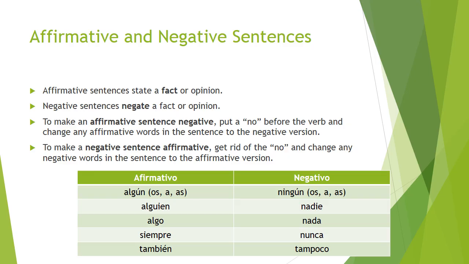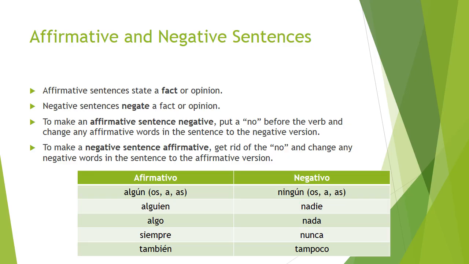Here's a list of all the affirmative and negative words. Tenemos algún and ningún, and these words are special because their ending changes to match the noun that they're talking about. Algún means some, ningún means none. So if I said I have some friends, I could say tengo algunos amigos. Since amigos is plural and masculine, algún becomes algunos.